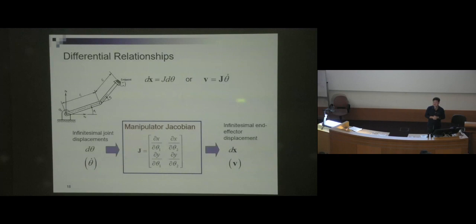Another way of writing dx is as v, which is essentially the velocity of the endpoint. So this is the bold v, this is the matrix capital J, and the d theta becomes theta dot. Multiplying the Jacobian matrix with theta dot, you will be able to find the end effector velocity v. So v is equal to J multiplied by theta dot.